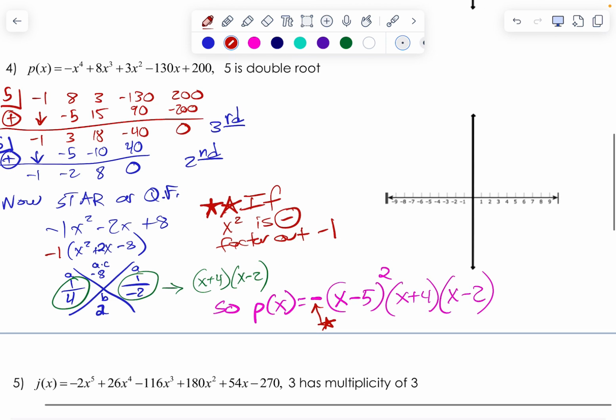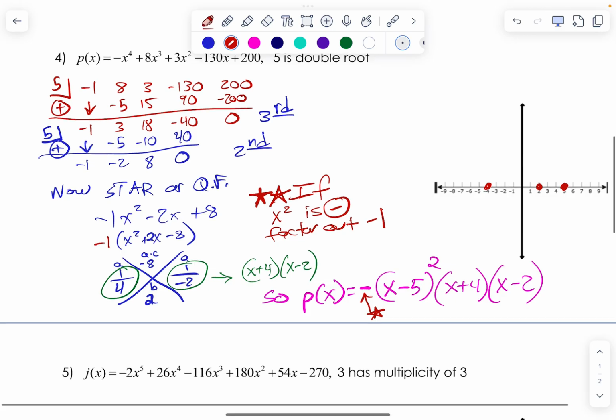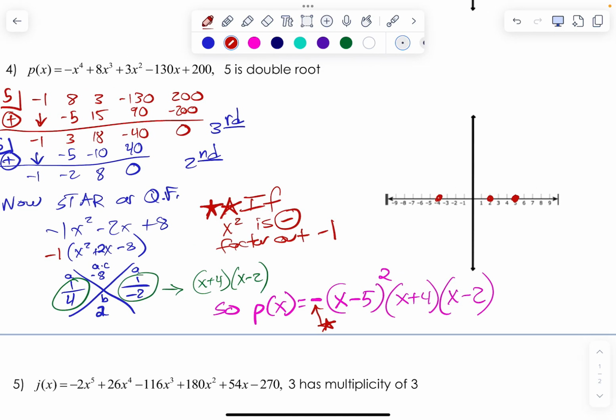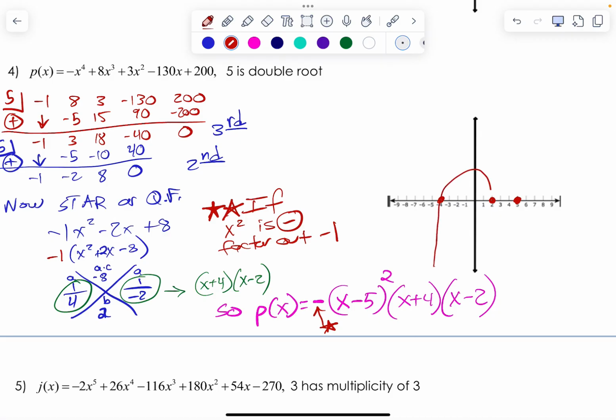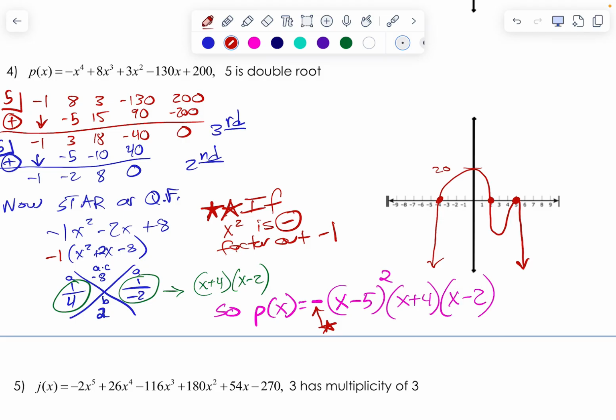Then you just go graph like you had that homework the other day. Okay? We bounce at 5, and then negative 4 and positive 2, it just passes through. So we have negative end behavior, so it's going to come up through there, down through there, bounce at 5, and come back down. What's our y-intercept for this one? 200. So we're not going to make that some scale. We're just going to say that is 200 right there.